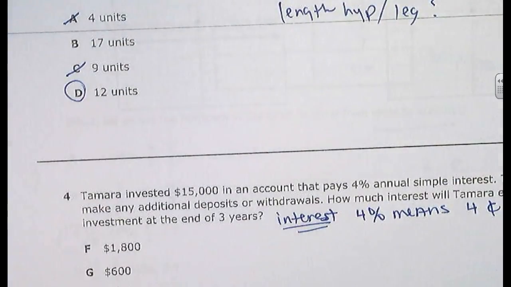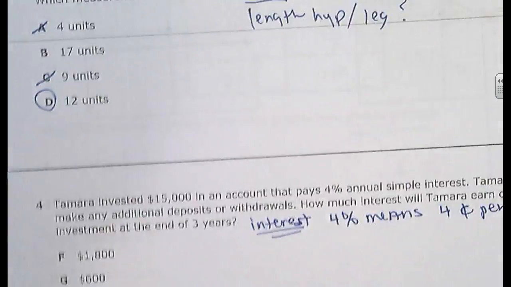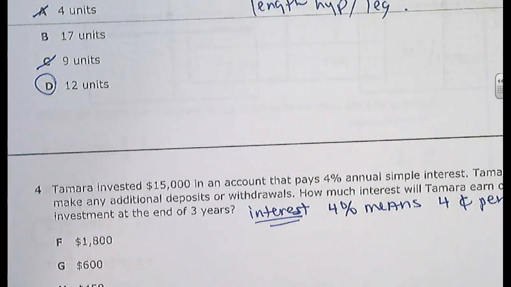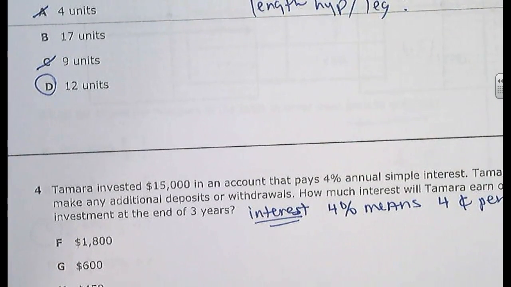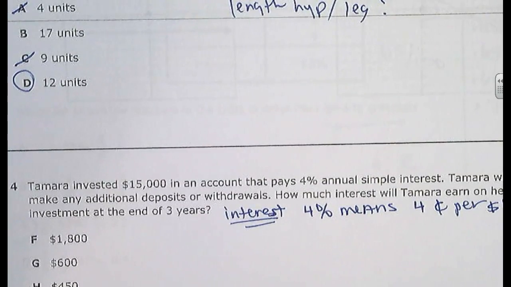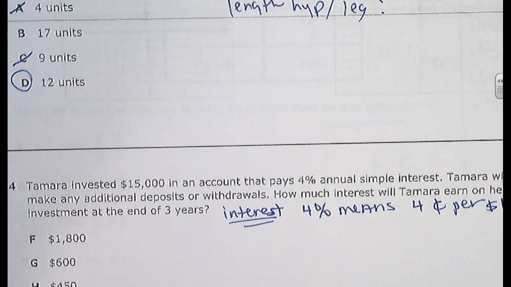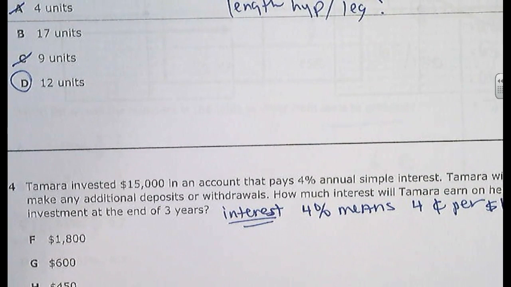All right, let's look at question 4, interest. And I know y'all don't like that, but that's okay. We'll make it work. She invested $15,000 in an account that pays 4% annual simple interest. Remember, there is compound. She will not make additional deposits or withdrawals. How much interest will she earn on her investment at the end of 3 years?